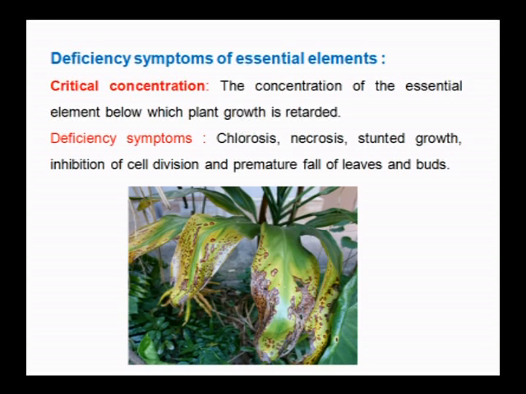Deficiency symptoms. If nutrient deficiency takes place in plants, it causes some symptoms or abnormalities like chlorosis, that is death of chlorophyll pigment. Necrosis is death of tissue. Stunted growth, growth becomes reduced. Inhibition of cell division, stoppage of cell division, and premature fall of leaves and buds.